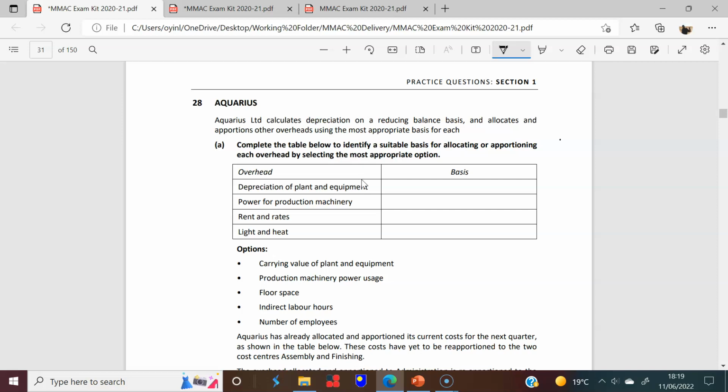What basis would we use to split these overheads between the different cost centers? Again, I suppose it makes sense that this will be the carrying value of plant and machinery, and that this would be the production machinery power usage. Yes, power usage, because of course rented rates, I suppose it makes sense naturally to talk about floor space as well as light and heat. We can see that there's a tendency to go for floor space there as well.